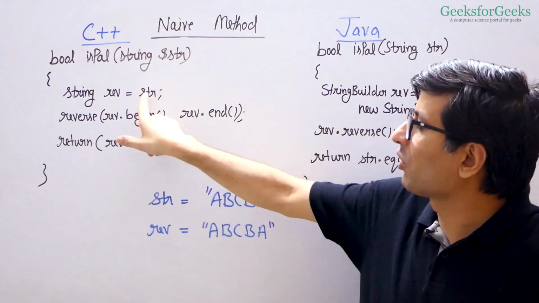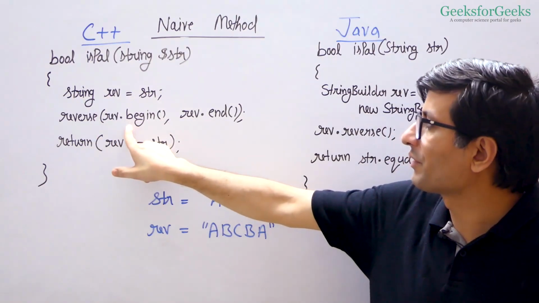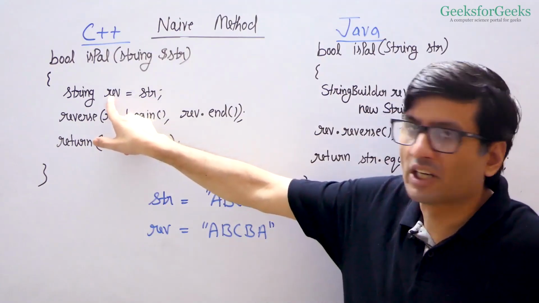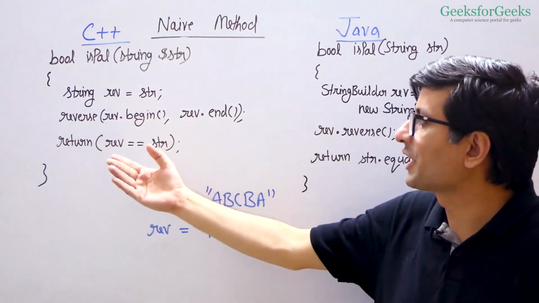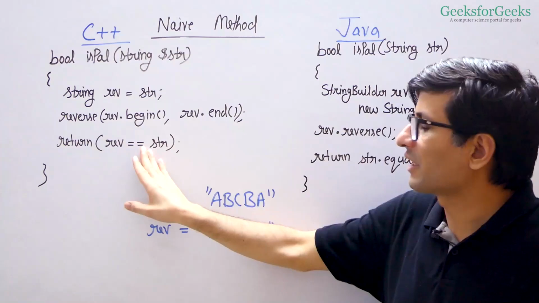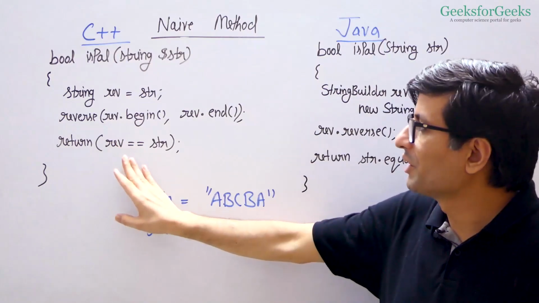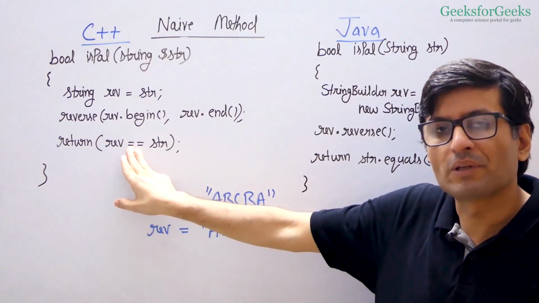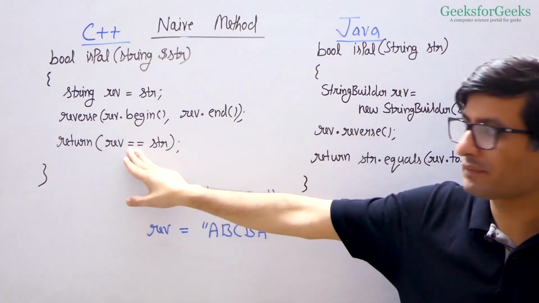So first I have copied the given string to rev, and then I have passed the begin iterator of rev and end iterator of rev. So this function reverses this string rev, right? And after rev is reversed, we need to check whether rev is equal to str or not. If rev and str are same, then this is going to return true, otherwise it's going to return false. Please note that in C++, when you use double equal to operator, it compares contents of both these strings. It's overloaded in the string class.